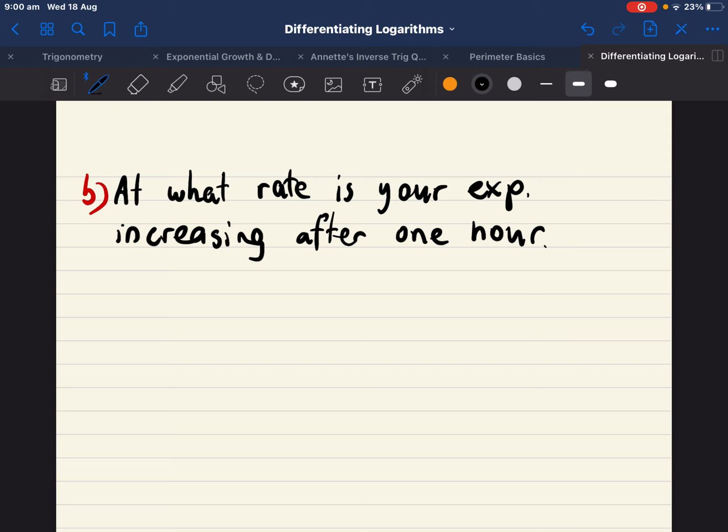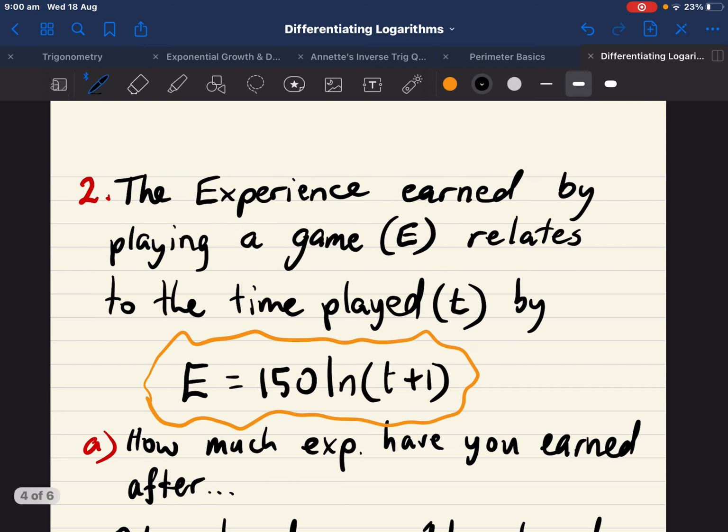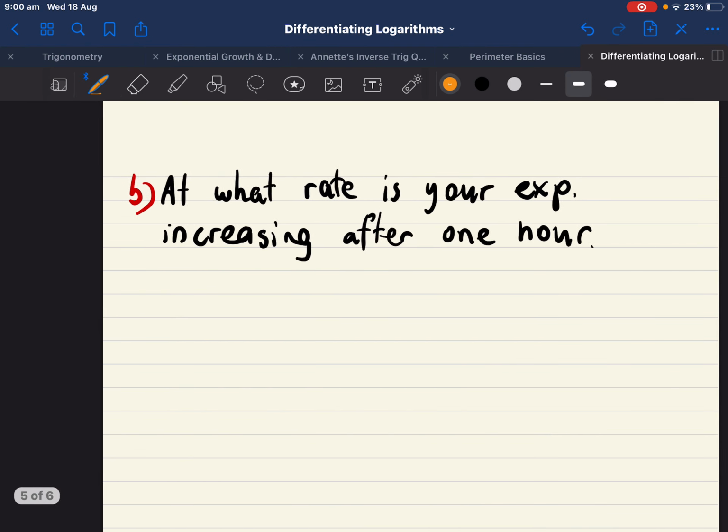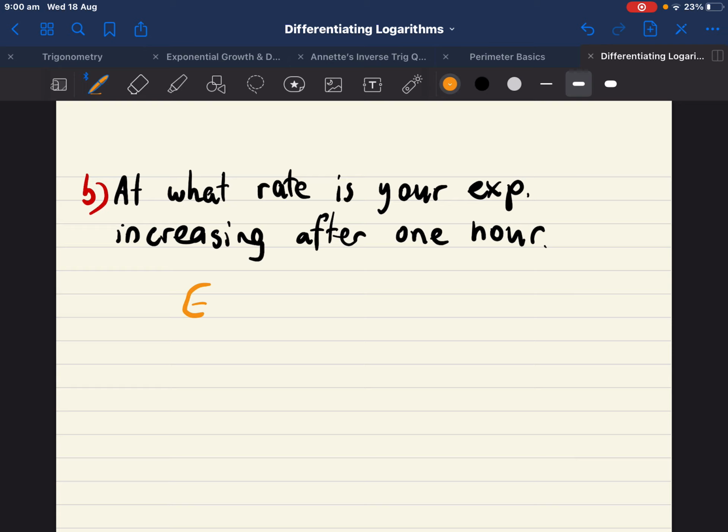So we'll find that. Let's just quickly go ahead and do it. What color am I using for solutions? Orange. Okay. All right, so our formula is this. 150 ln t plus 1.